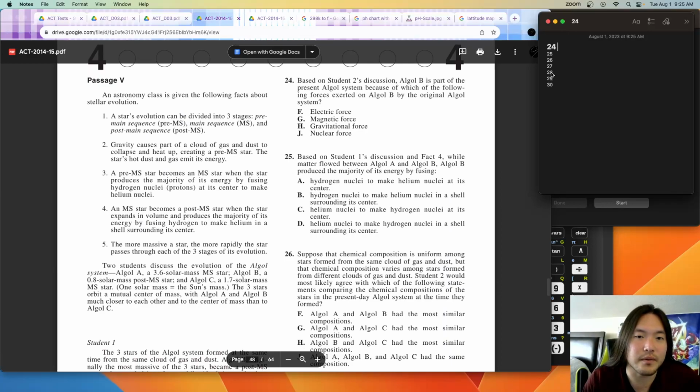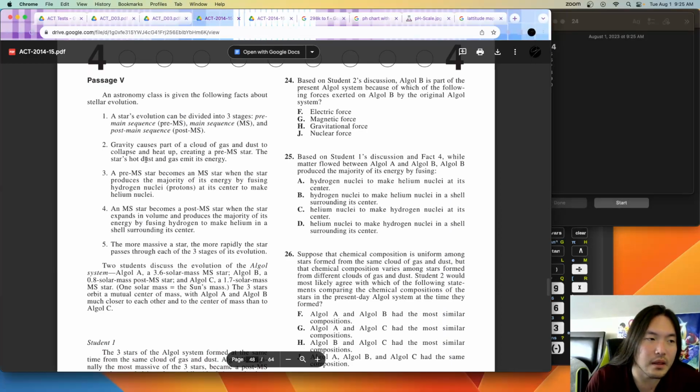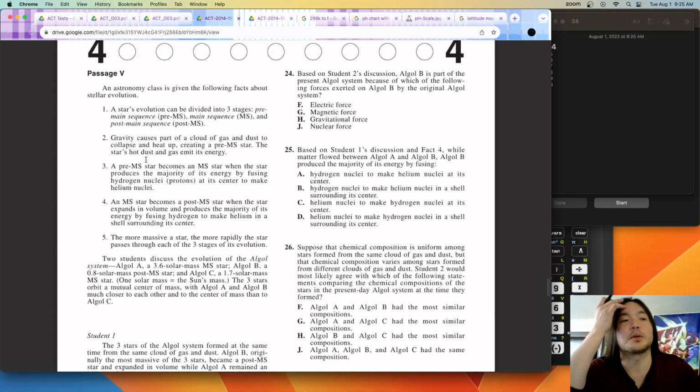Seven questions here. Passage 5 from the 2014-2015 test. An astronomy class is given the following facts about stellar evolution. So the evolution of stars sounds cool. A star's evolution can be divided into 3 stages: pre-main sequence (pre-MS), main sequence (MS), and post-main sequence (post-MS). Gravity causes part of a cloud of gas and dust to collapse and heat up, creating a pre-MS star. The star's hot dust and gas emit its energy. Okay, well, that makes sense.